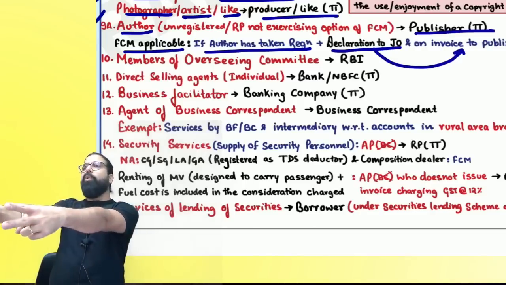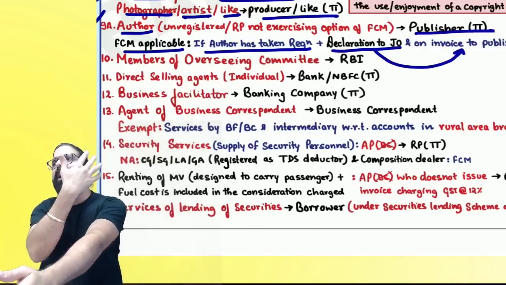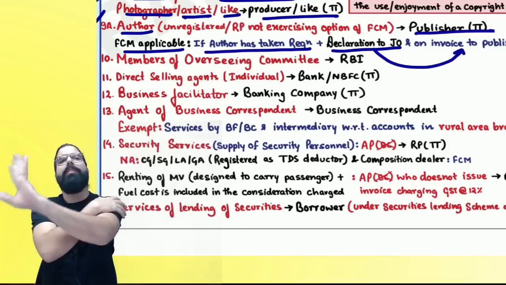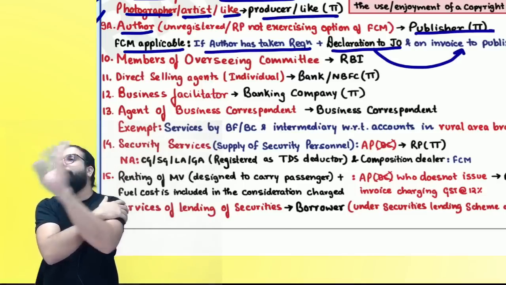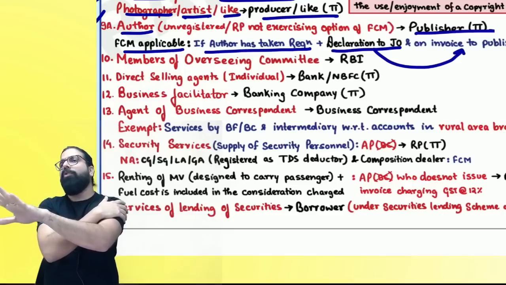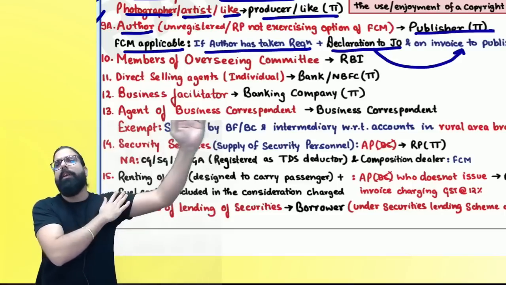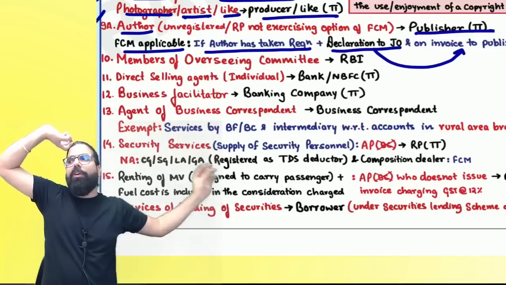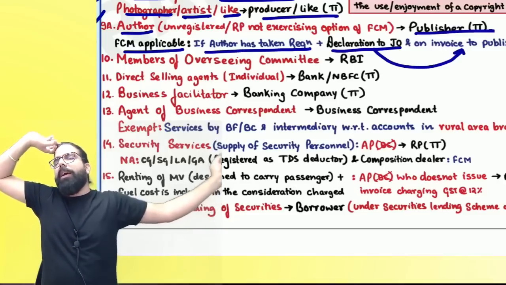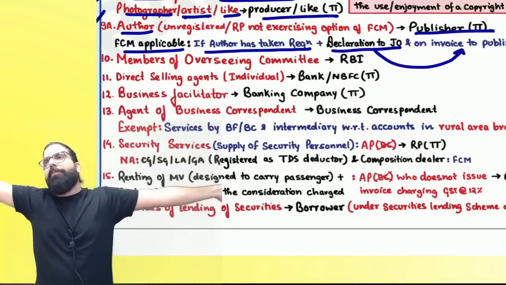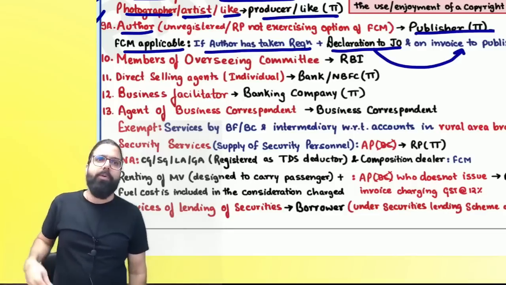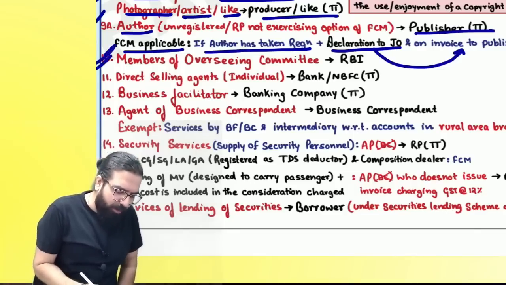So authors are given two options. Number one, reverse charge. Publisher will pay. Number two, forward charge. If he wants to charge under forward charge, he has to take registration, inform his jurisdictional officer, and also inform the publisher in the invoice when he is giving it, saying, sir, I am charging GST under forward charge mechanism. Can I go ahead, everyone? The next one over here is members of overseeing committee.